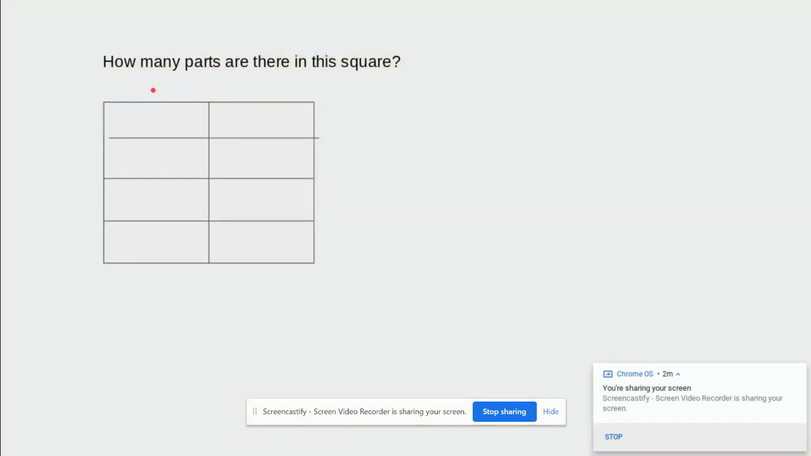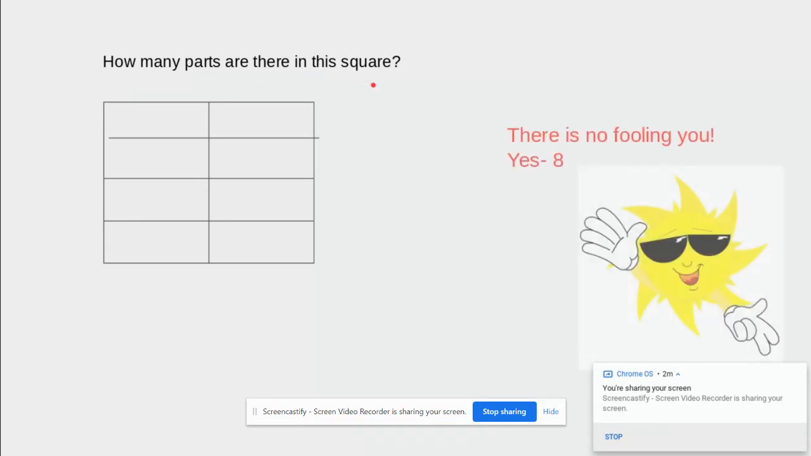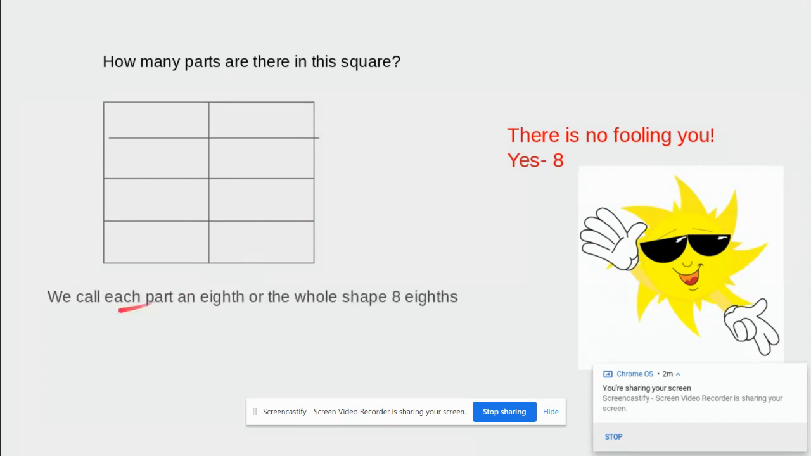And finally, for our 3rd grade, we get all the way up to this last amount of parts. How many parts are here? We know that as we count them, there are 8. And we call each part an eighth. So each part is an eighth, or the whole shape 8/8.